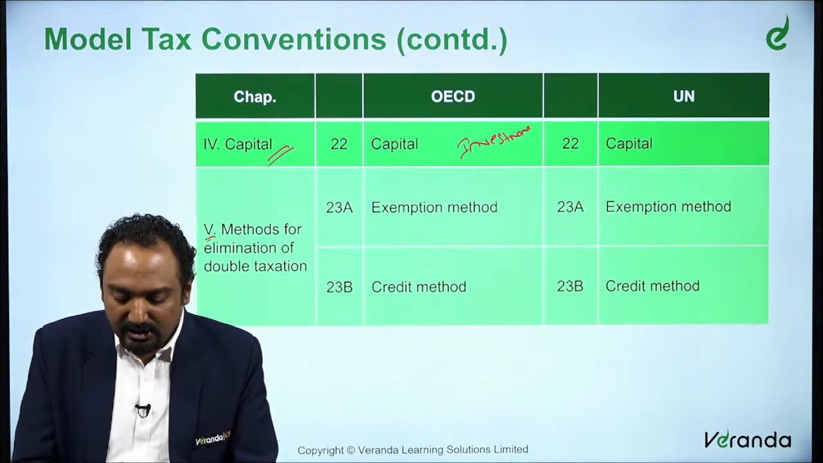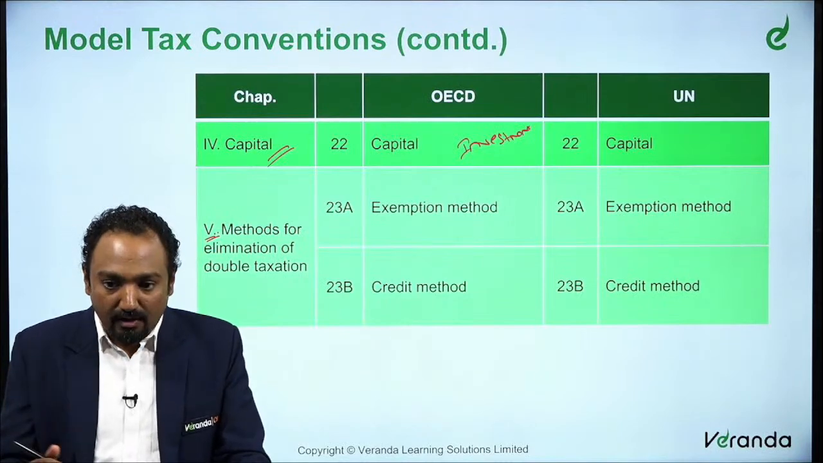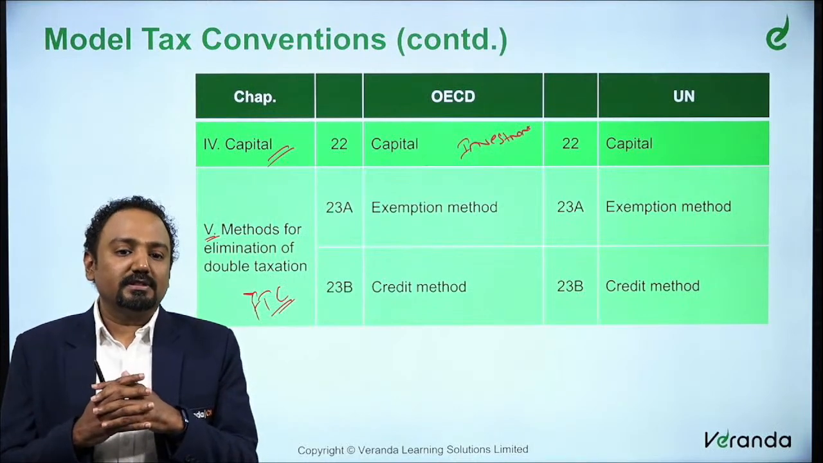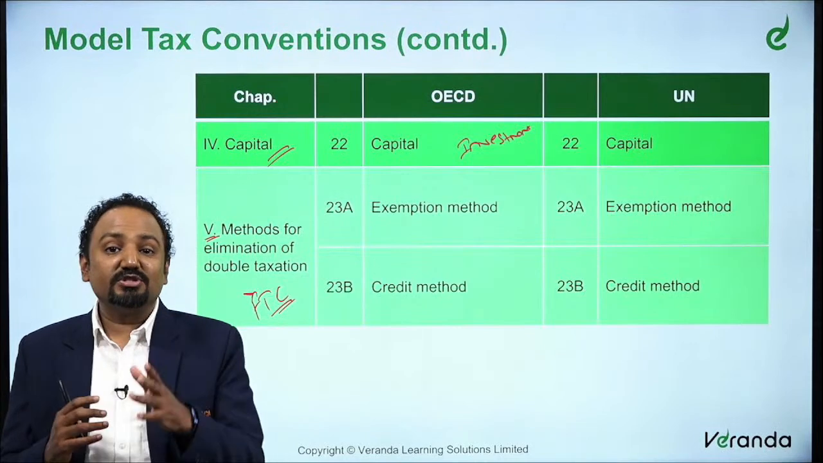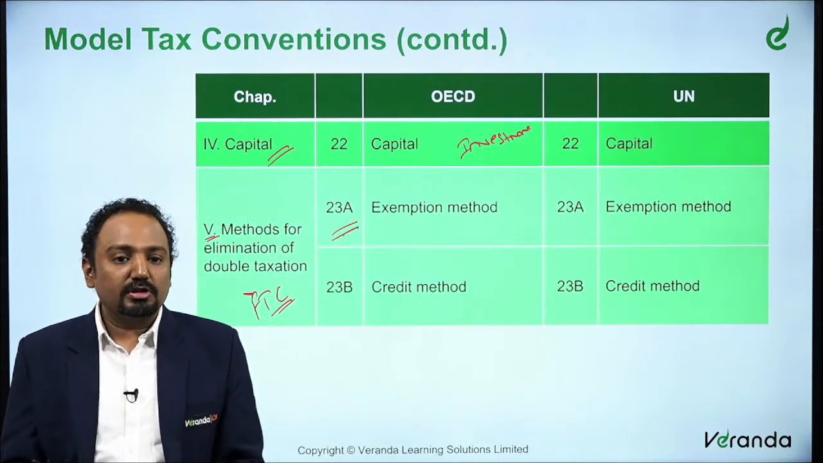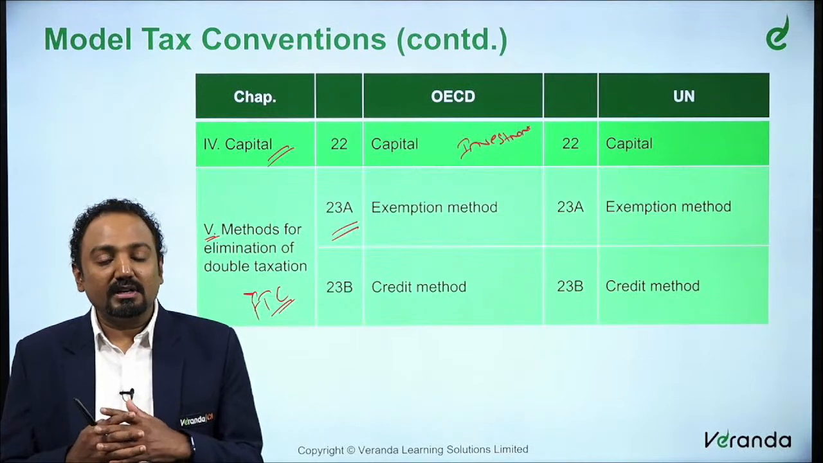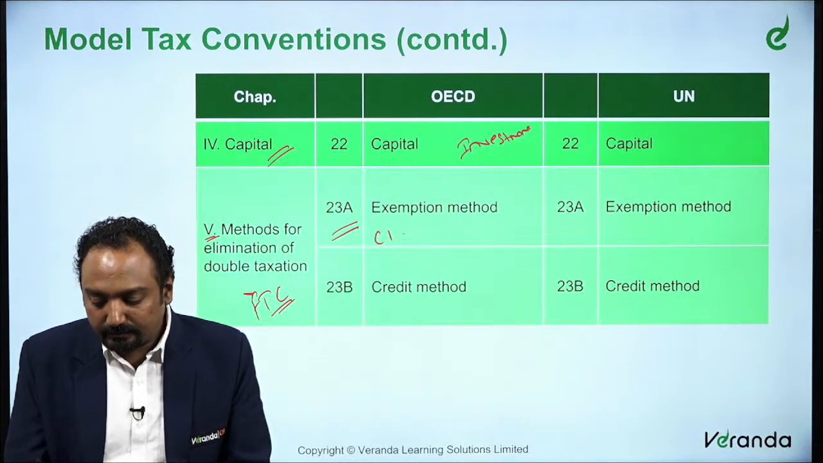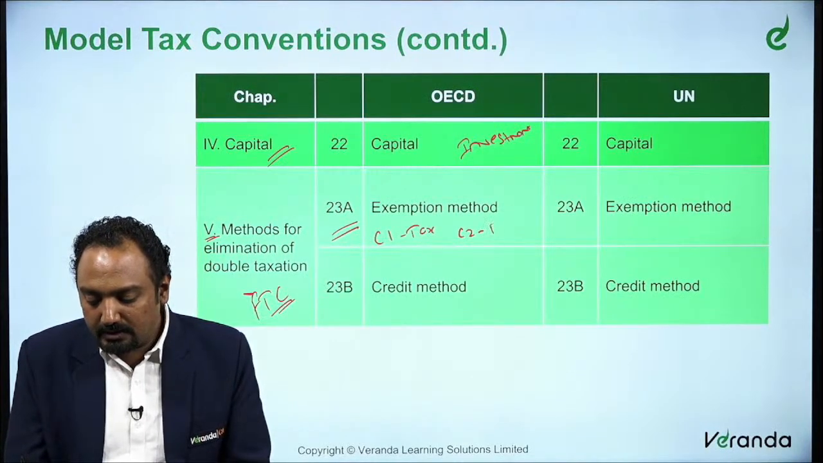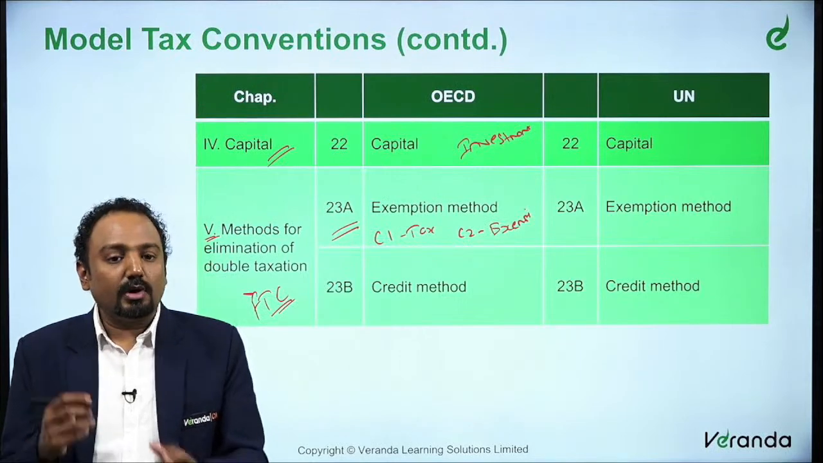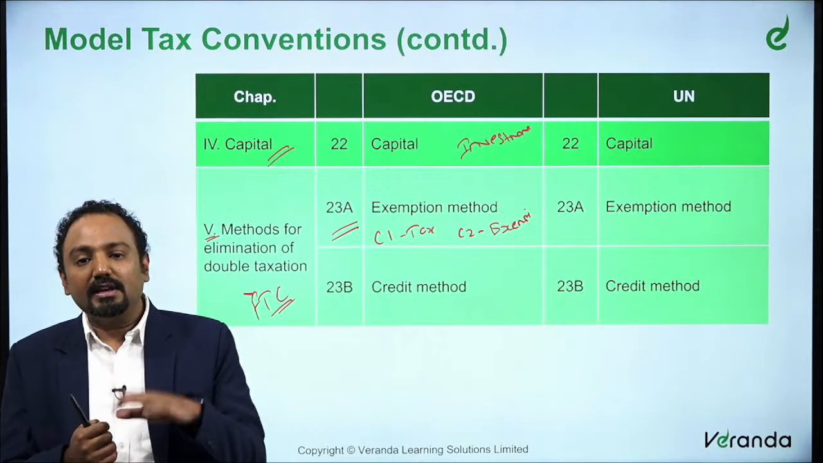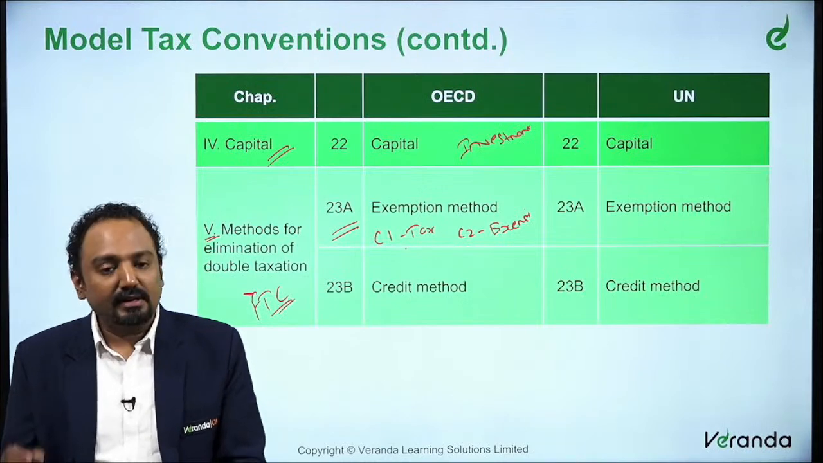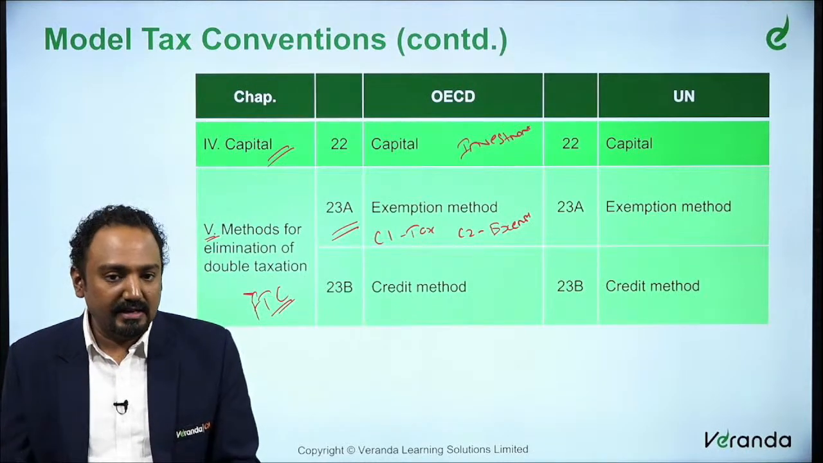And then you have section 5, which is about the methods, something like your foreign tax credit, right? We said there are two methods. One method is the exemption method. Article 23A talks about the exemption method. What is an exemption method? It is taxable in one country, not taxable in another country. Let's say in country 1 it is taxable, in country 2 it is exempt. That is what is called the exemption method, and that is discussed in article 23A.